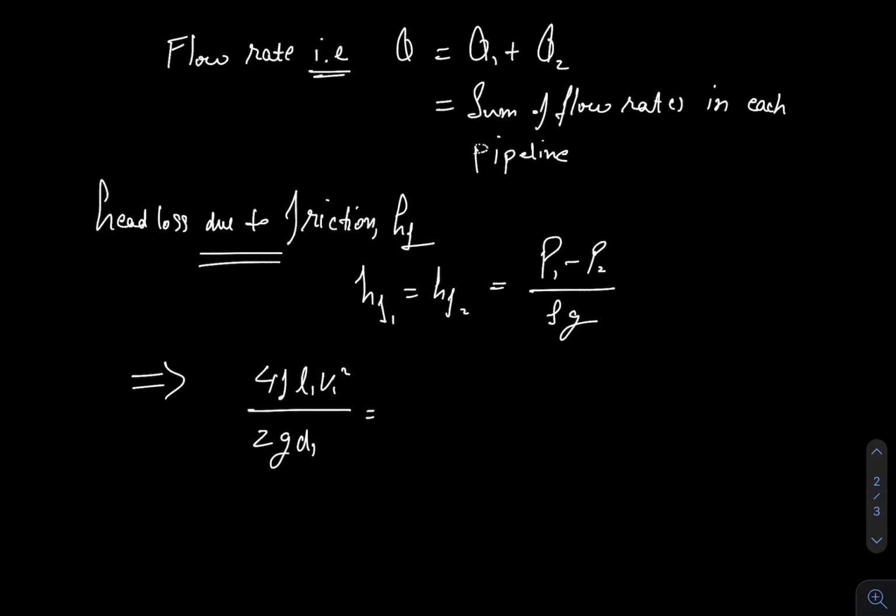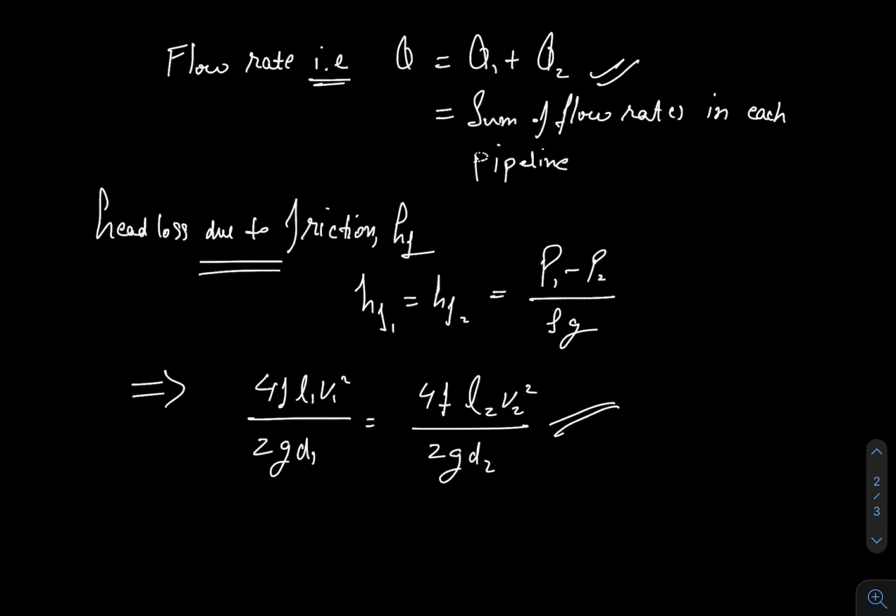2G D1 is equal to 4F L2 V2 square upon 2G D2. Fine. So these are the two equations that you need to remember for parallel combination. First, the flow rate is equal to the summation of the flow rates in each pipeline, and the head loss remains the same in both pipelines. That's the case.